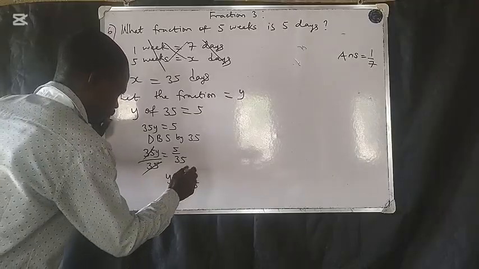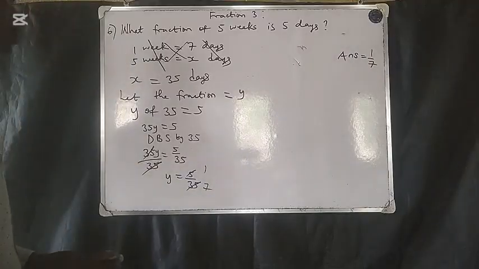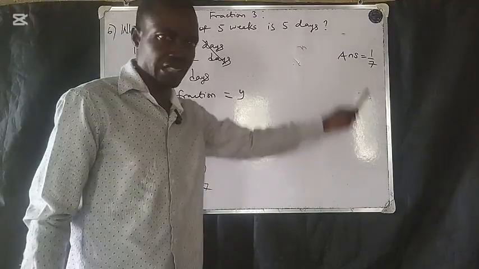Then we reduce to lowest term. 5 here, 1, 5 here, 7. So the fraction we are looking for is 1 over 7. And we are correct. This is the answer on the board.